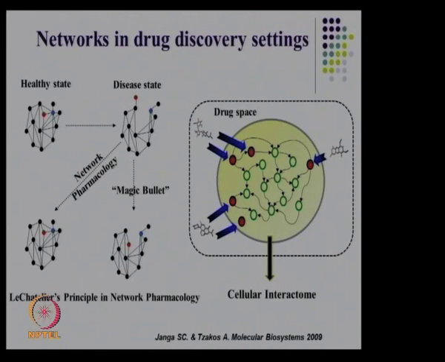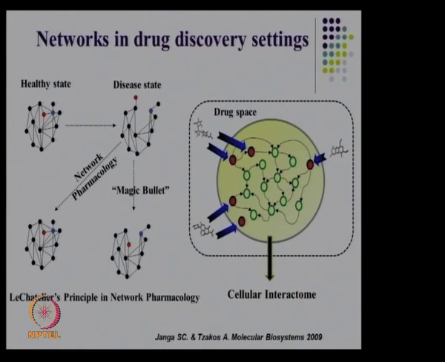Now, what network pharmacology or network medicine approaches are trying to arrive at is to use a combination of perhaps promiscuous drugs, but which do not cause negative side effects, which do not cause side effects which are lethal, and can still convert the disease state into a healthy state as close as possible to the original one. Now, how would you achieve such an approach?